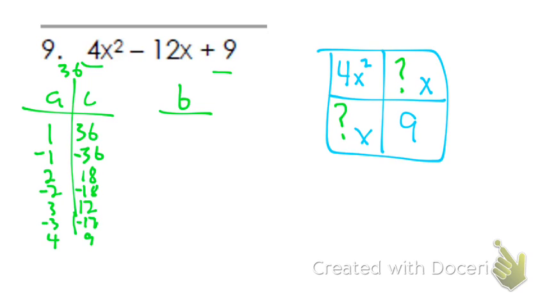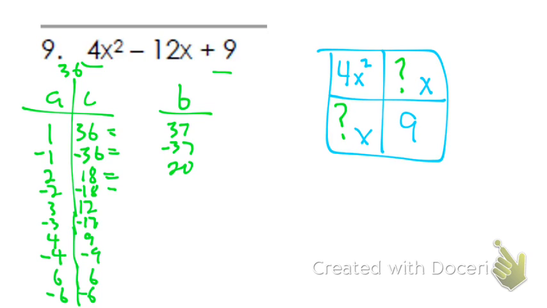4 times 9. Negative 4 times negative 9. And then I have 6 times 6 and negative 6 times negative 6. So there's a lot of these factors. If I add them together, this would give me 37. This would give me negative 37. This would give me 20. This would give me negative 20. This would give me 15. This would give me negative 15.